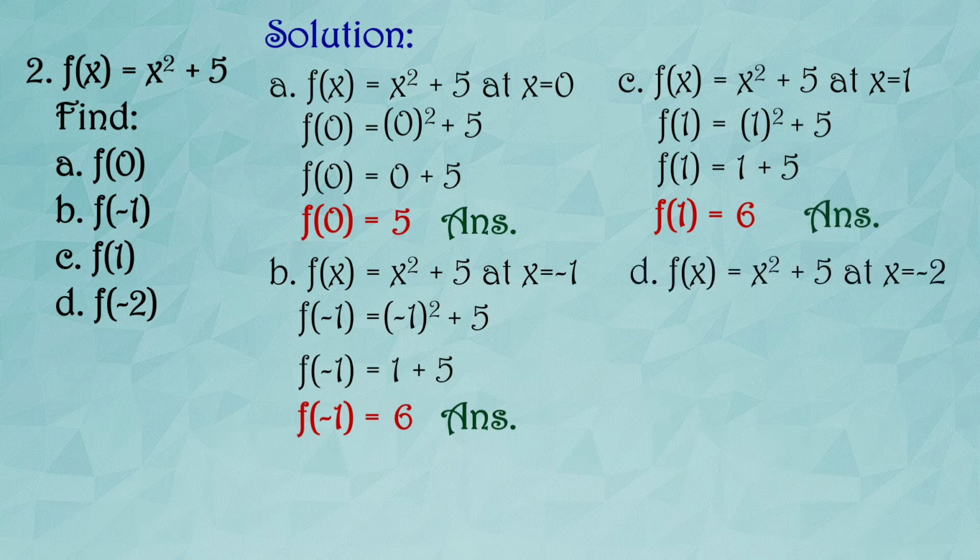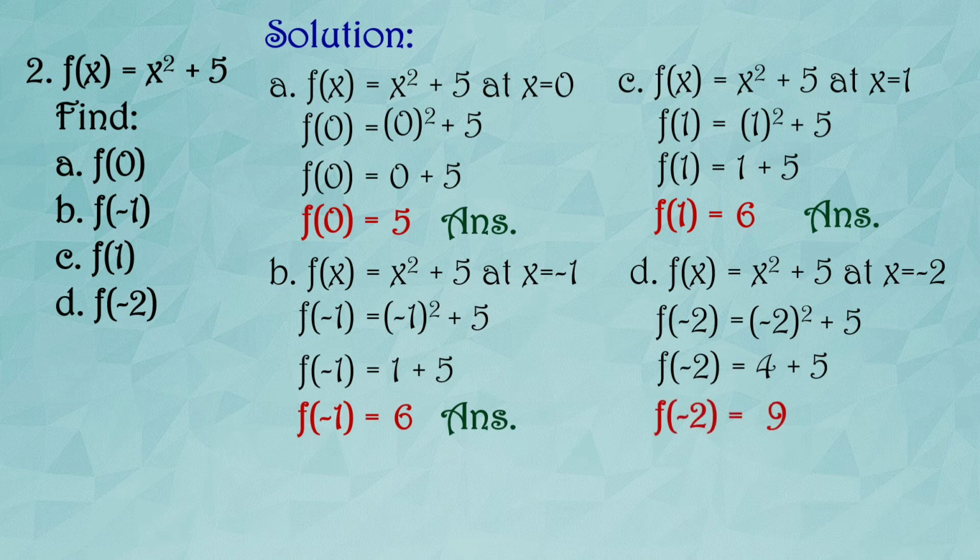And letter D, f of x equals x squared plus 5 at x equals negative 2. We replace x with negative 2. So, negative 2 times negative 2 is 4. So, it becomes 4 plus 5, and 4 plus 5 equals 9. The value of the function at x equals negative 2 is 9.